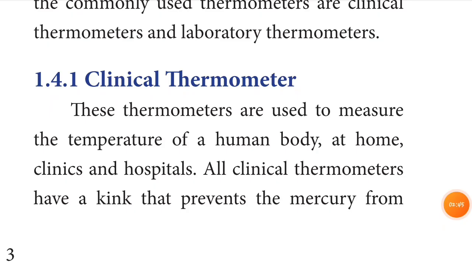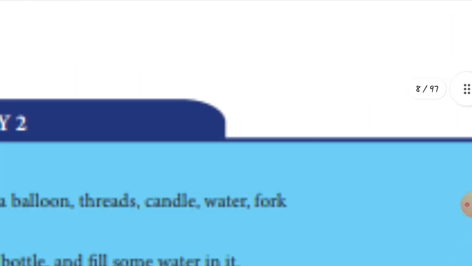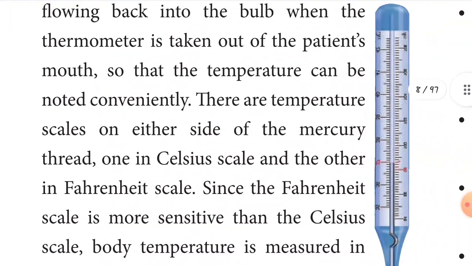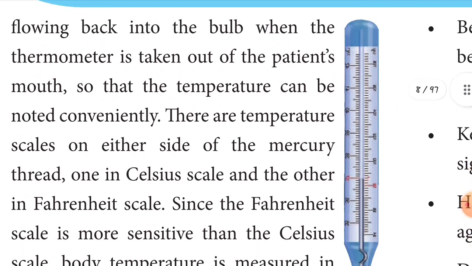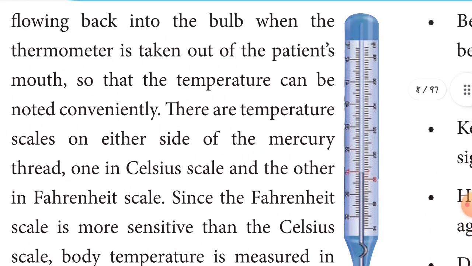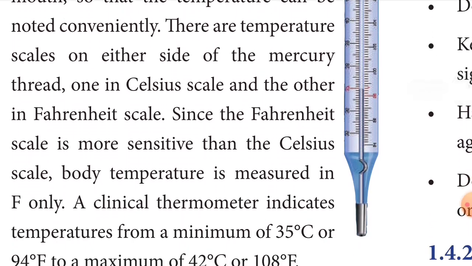Okay, children, see the clinical thermometer, children. This thermometer is used to measure the human body temperature at home and in clinics and hospitals also. Okay, all clinical thermometers have a kink, and that prevents the mercury from leaking, from coming back to the bulb when the thermometer is taken out of the patient's mouth. See the thermometer, children. This is a clinical thermometer. See the bend position, children. This is called the kink, okay.